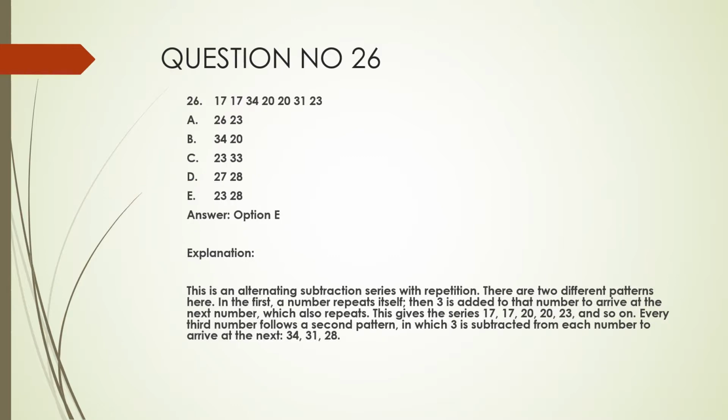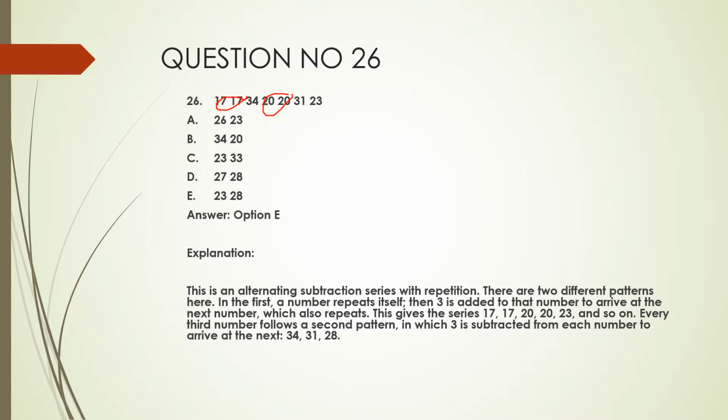Now let's see the next question. 17, 17, 34, 20, 20, 31, 23, and you'll have to find if there is any relation between these letters. So there is a repetition here. There's another repetition here. So there's a pattern going on, right?